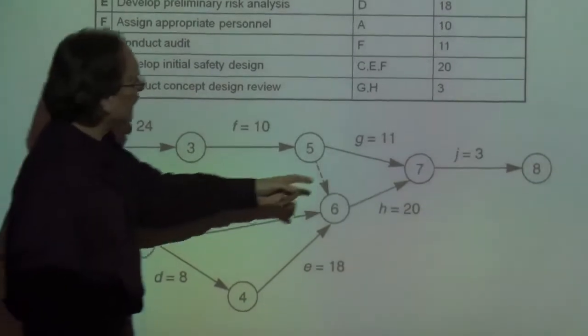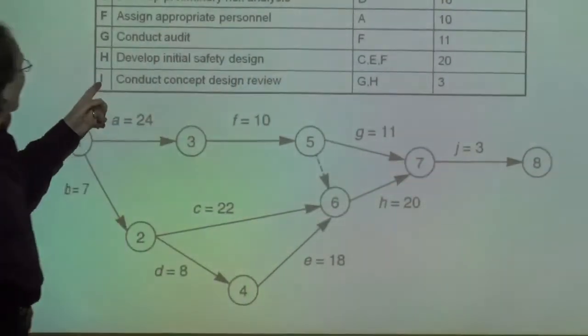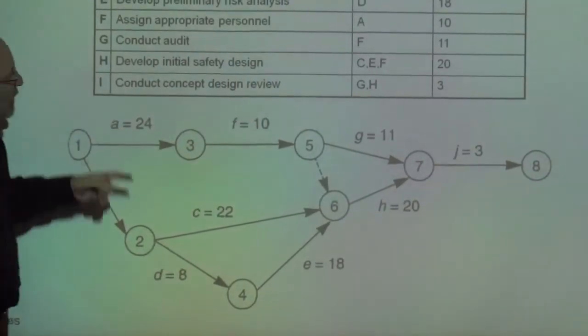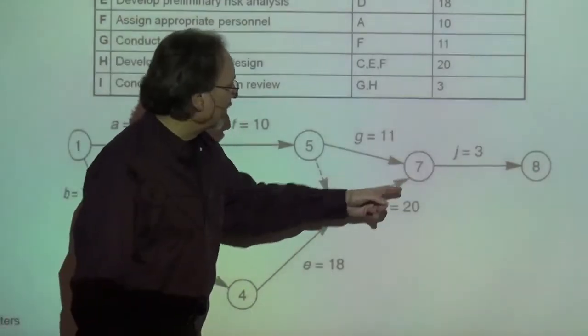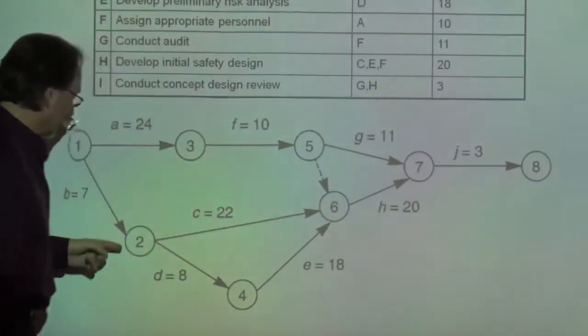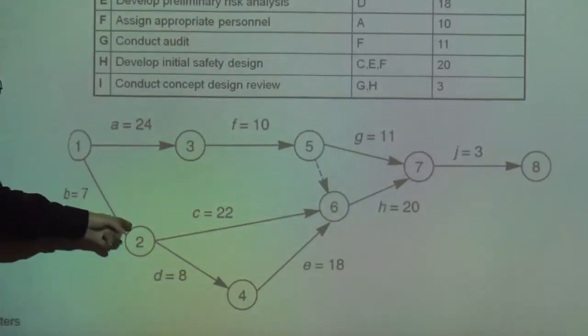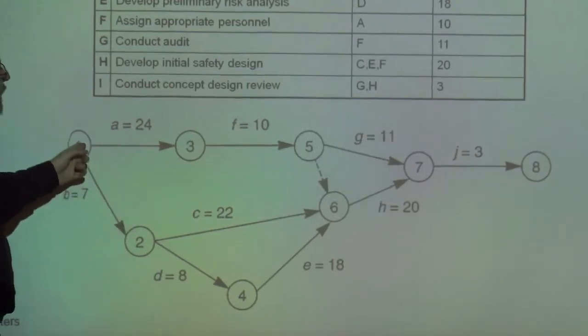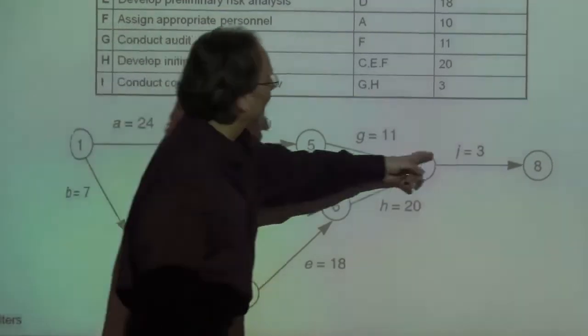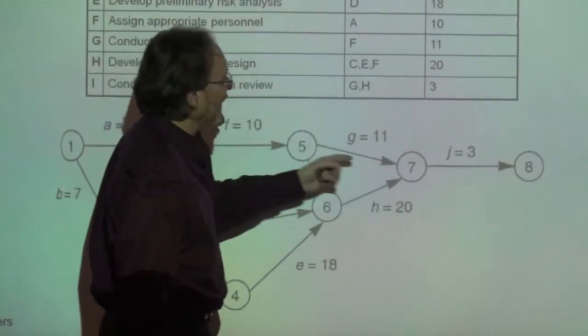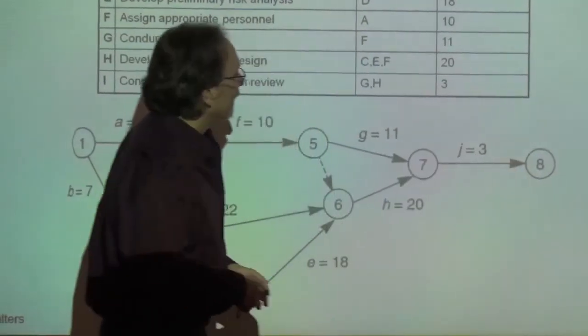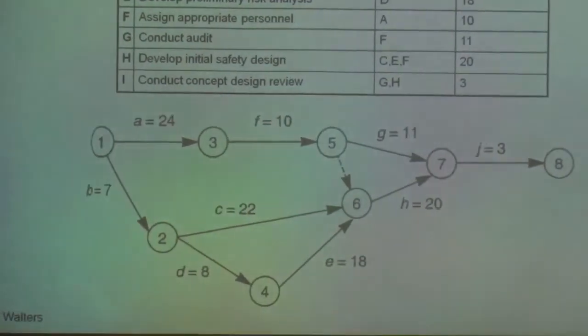Then J has G and H as predecessors. Again, these nodes, we could just as easily not put numbers in there at all. It would serve the same purpose. We don't really need the node numbers. But J is the final activity here, which then finishes our task.